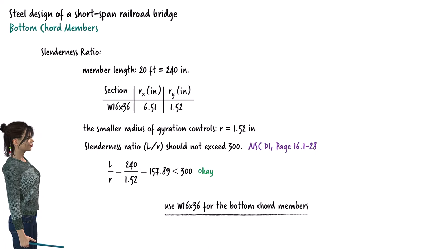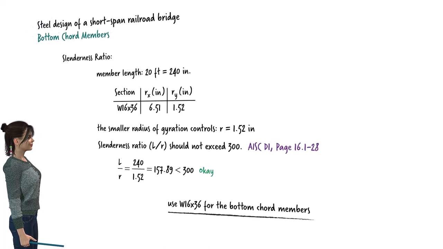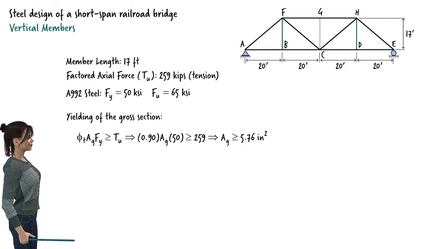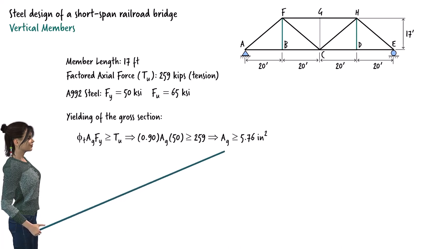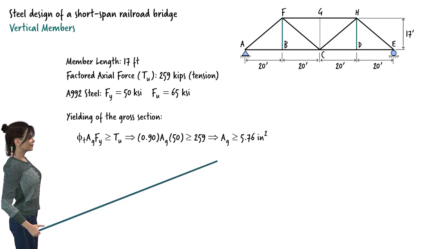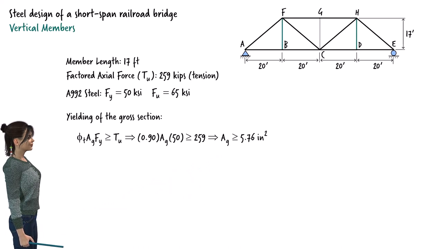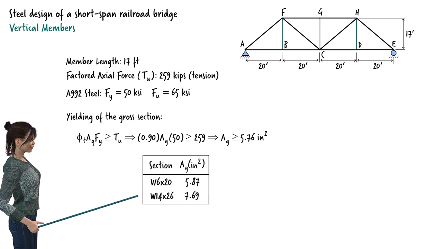Now let's turn our attention to the design of the vertical members. Using the yielding of the gross section limit state, we can determine the minimum required cross-sectional area for the member. So, the section must have a cross-sectional area of at least 5.76 square inches. Let's select two standard sections that meet this requirement. I am going to select W6 by 20, which has an area close to the minimum required area, and a section with a larger area, which should offer a higher rupture strength, in case W6 by 20 fails in rupture.